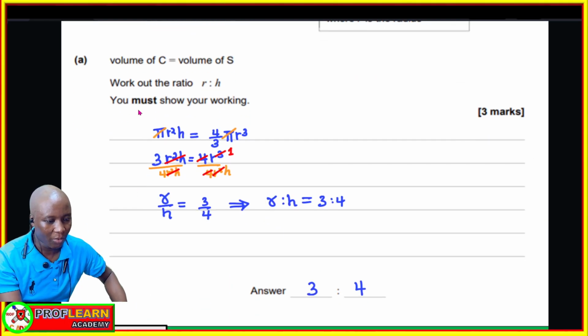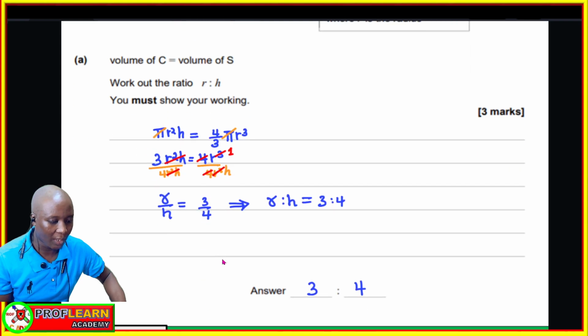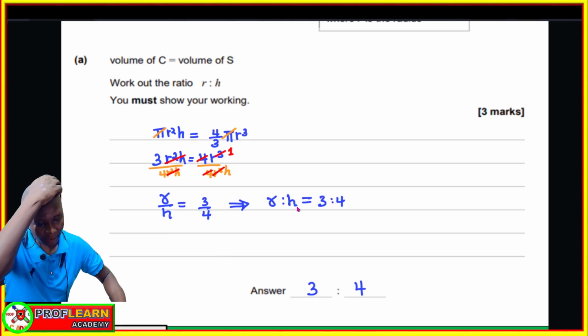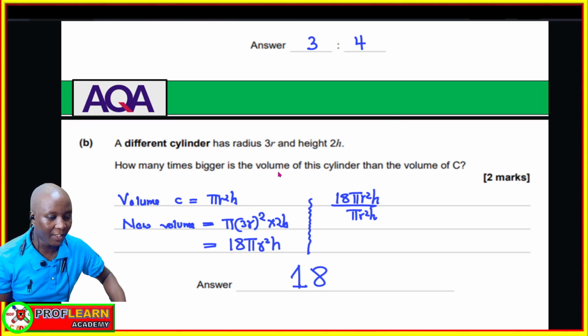For instance, here we were told that volume of C is equal to volume of S, so you are supposed to say volume of a cylinder is equal to volume of a sphere, and then you are supposed to substitute and cancel out, and the ratio of R to H is going to be 3 is to 4. A different cylinder has a radius of this and a height of this.